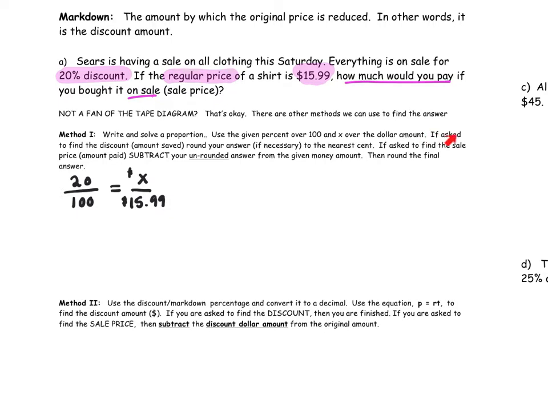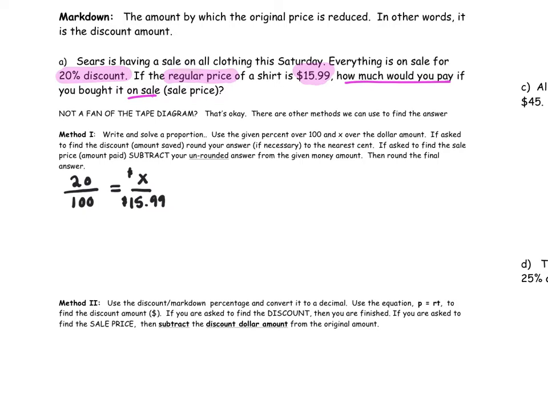It goes on to say, if asked to find the discount, which means the amount you save, you round the answer if necessary to the nearest cent, and you're done. If you're asked to find the sale price, the amount that you pay, you subtract your unrounded answer from the given money amount, then round the final answer.